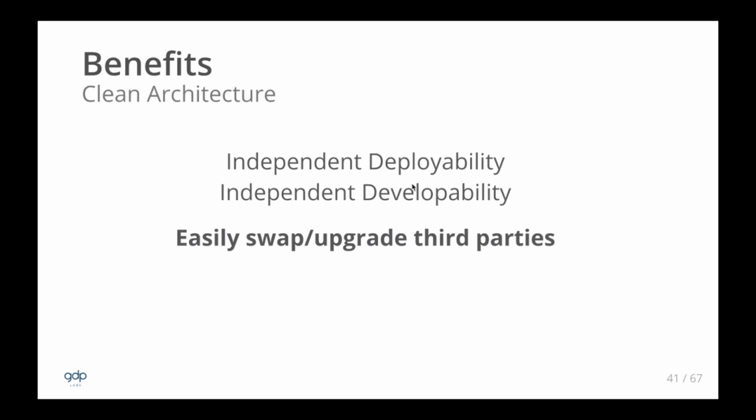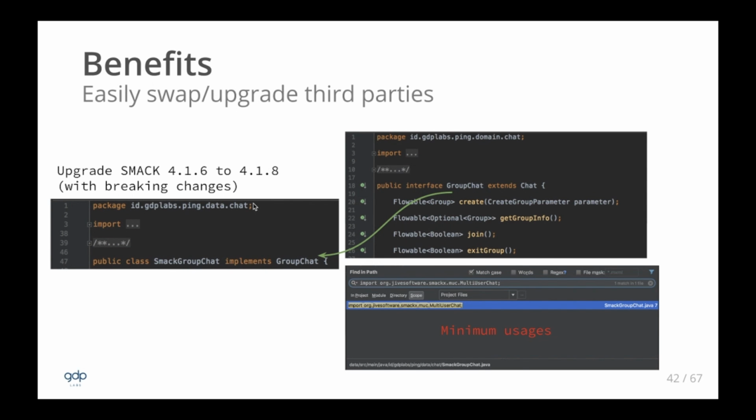Previously, we learned that there are two benefits of using clean architecture: independent deployability and developability. I'd like to add one more benefit. Using clean architecture, we will be able to easily swap or upgrade our third-party dependencies. This is one real example. In KASKUS Chat, we treat the SMACK framework as a detail that doesn't matter. We put it on the outermost layer.